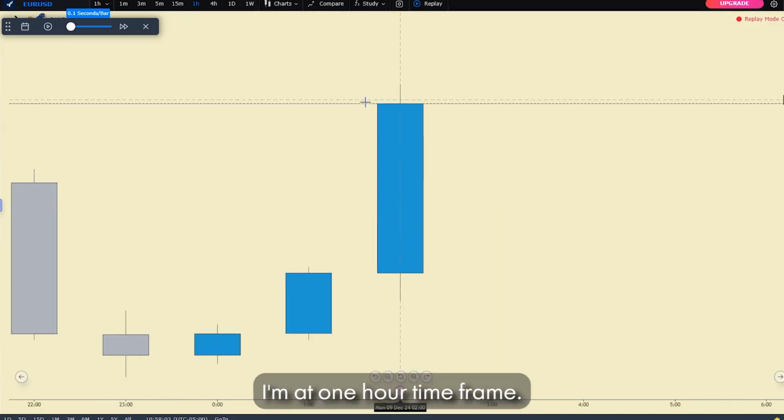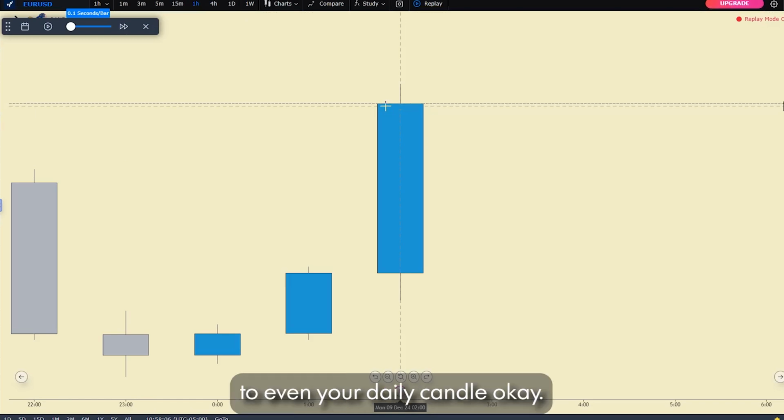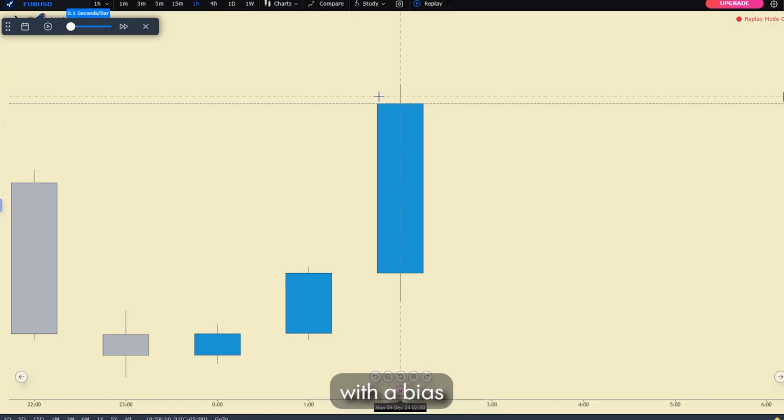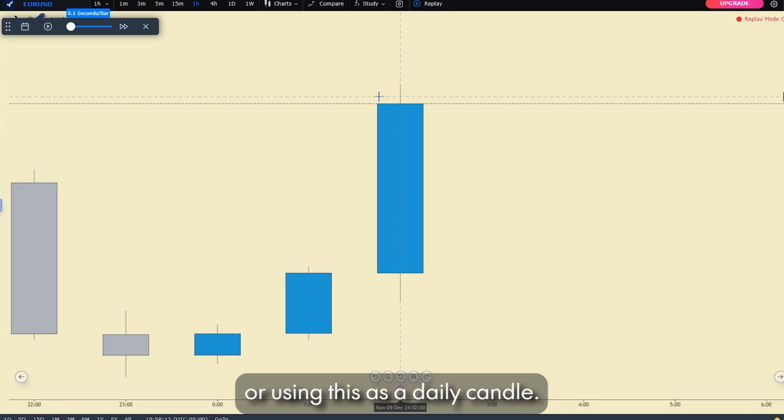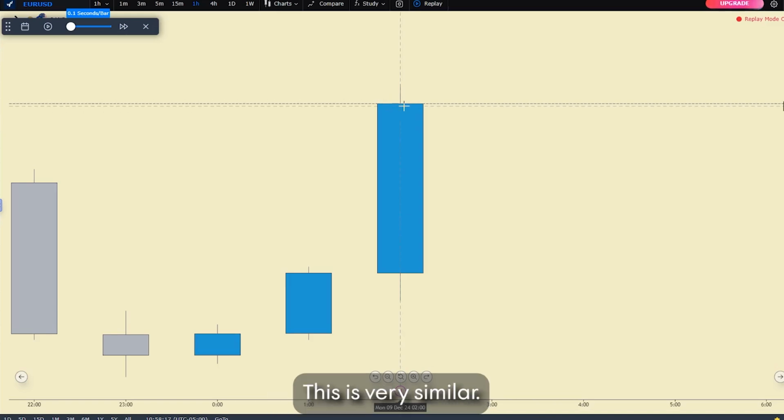And right now I'm on the 1 hour time frame, but you guys can also apply this especially to even your daily candles, okay? If you want to look to use it for your daily bias or using this as a daily candle close strategy, okay? Previous daily high and low strategy, you guys can see I made a video on that. Okay, so it's very similar to this, okay?